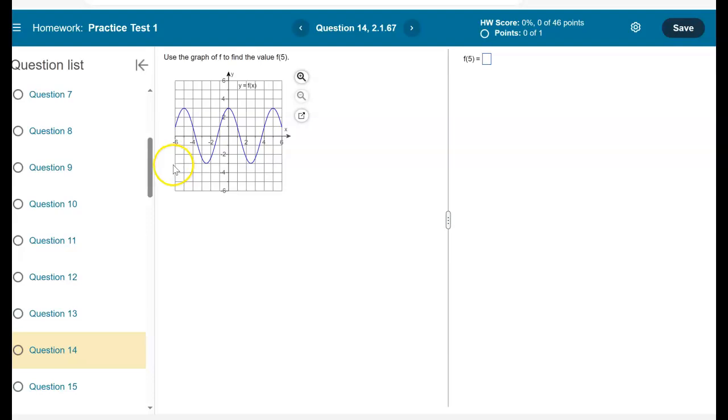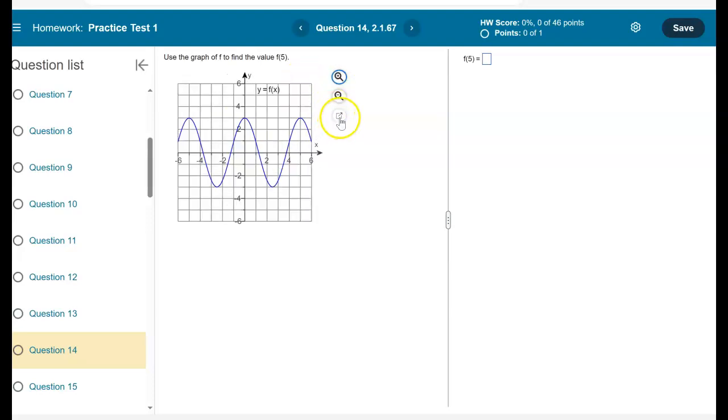Now let's consider the next example here. In this example, we are given a graph of the function f of x, and we are asked to find the value of, in this case, f of 5. So we want f of 5. So let's go ahead and expand this, or you can click on that one to make the graph bigger.